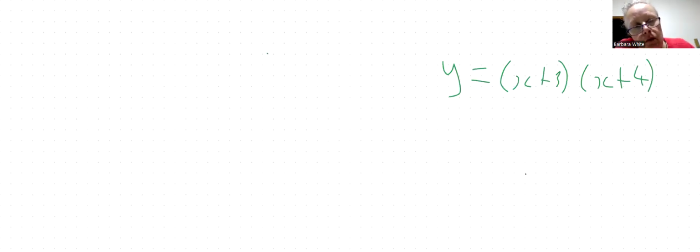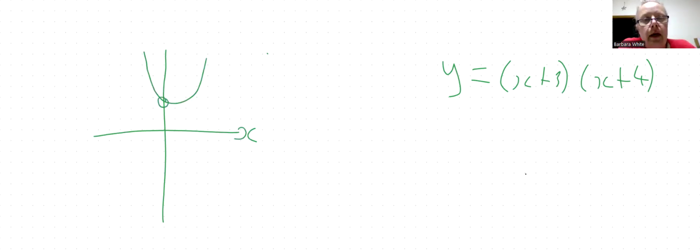All right, the y-intercept is the place on the graph where x is 0, where it crosses the y-axis, this spot right here, okay? For the parabola or the graph to cross the y-axis, x must be 0. So the y-intercept is where x equals 0.